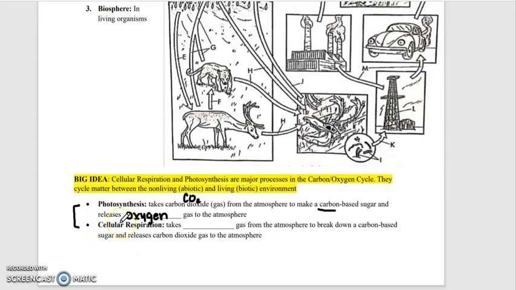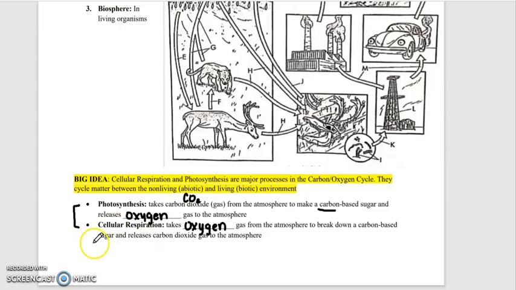Now we have this other process, cellular respiration. This is the process that we do. We know we are consumers, so we do not make our own food, but we will go ahead and maybe consume a plant or something that has eaten a plant, and we will eat this carbon-based sugar, and we will break down that carbon-based sugar, and we will release it back as CO2. That's the gas that we breathe out. Now, as we're breathing, we breathe in, we're going to take in oxygen gas to break down that sugar, and then we will breathe out carbon dioxide.